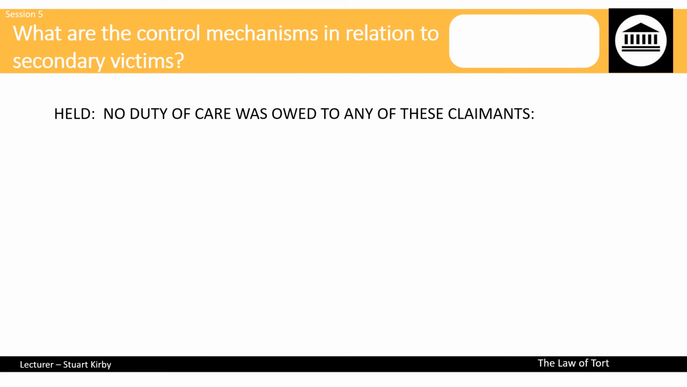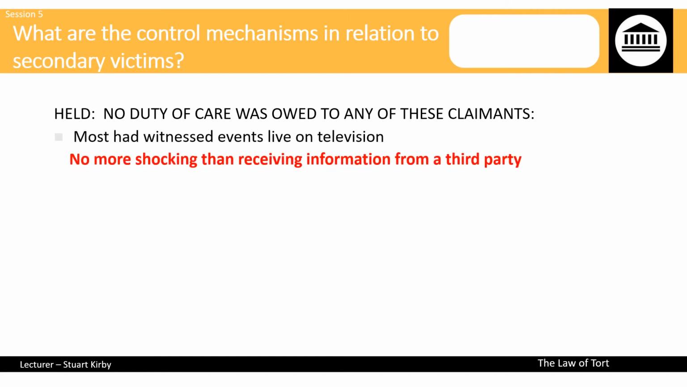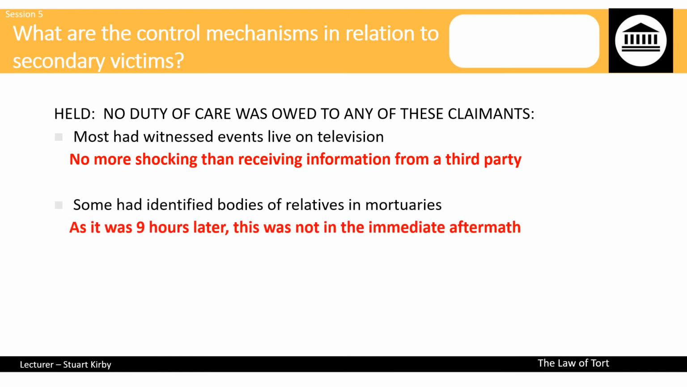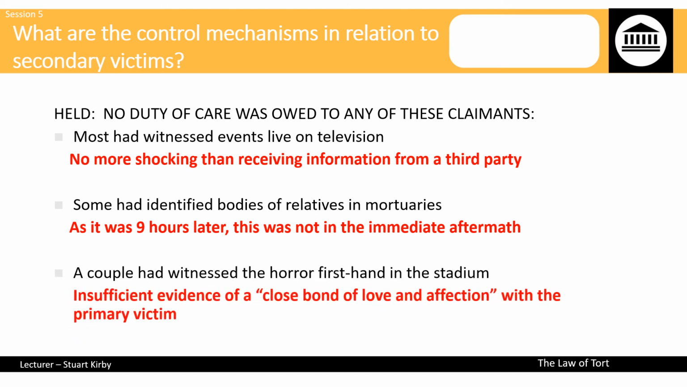So the control mechanism, that is, yeah. So this control mechanism was activated here, and as you can see, most people witnessed it on television, so no more shocking than receiving information from a third party. Some of the witnesses hadn't reported this until 9 hours later, so there's no time thing there, aftermath. And the couple that had witnessed it firsthand had insufficient evidence of a close bond. So you can see how this control mechanism works with this particular case.